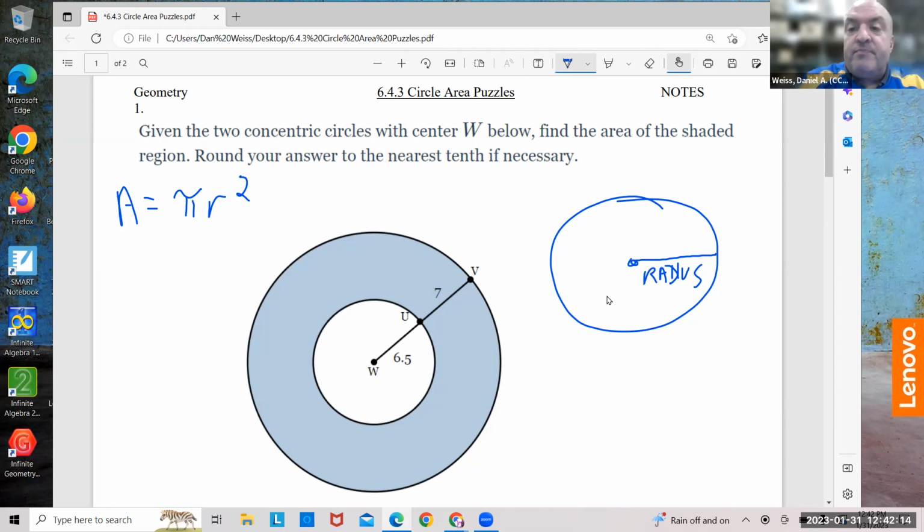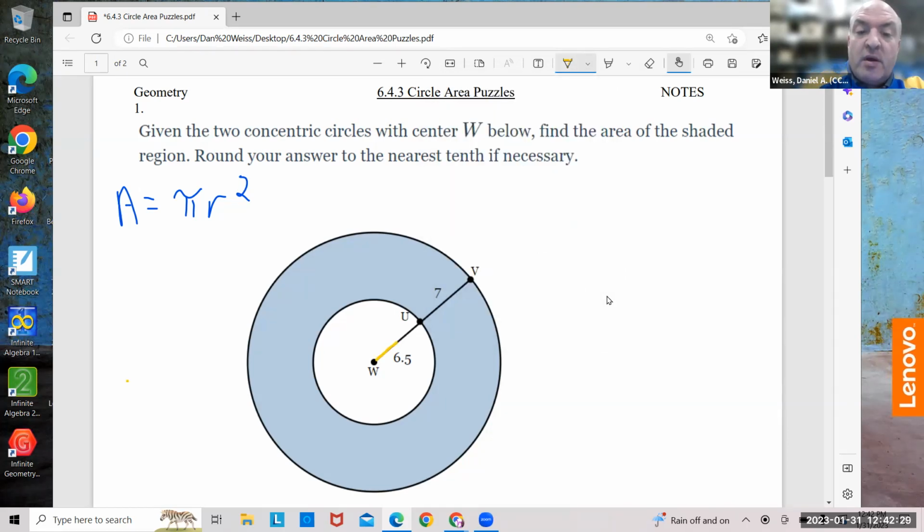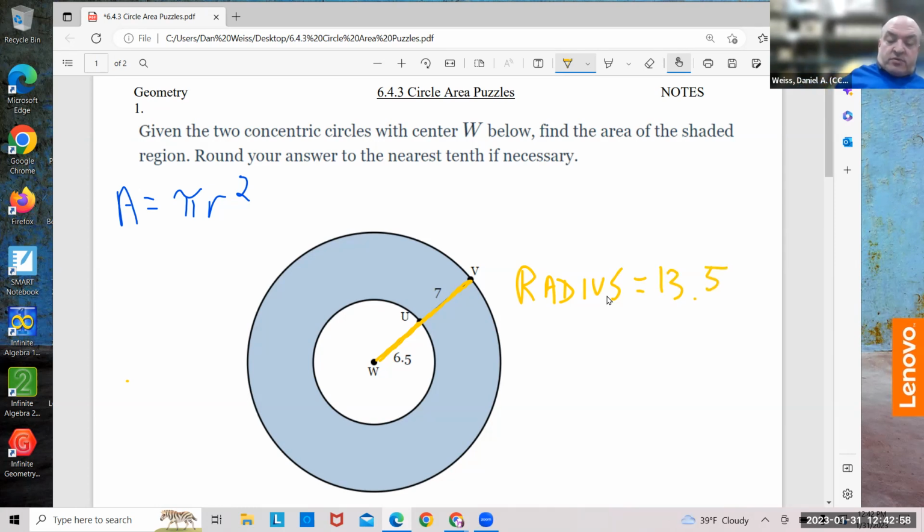So would you agree that the radius of this circle here is from here all the way to here? That's the radius of the entire circle. So since from W to U is 6.5 and from U to V is 7, does it make sense that the radius of the entire circle equals 13.5, right? So what we're going to do is say pi times 13.5 squared.